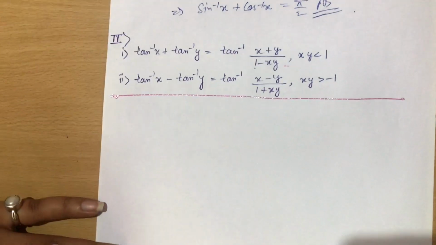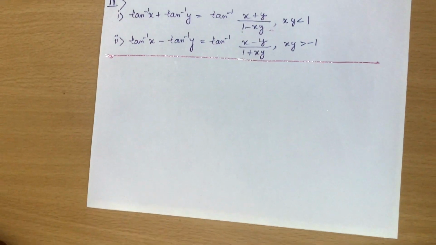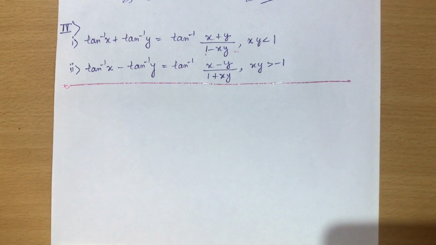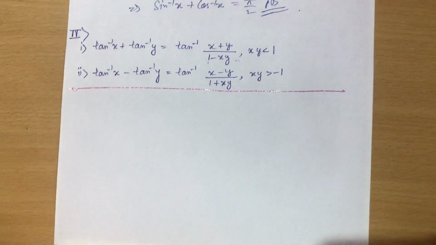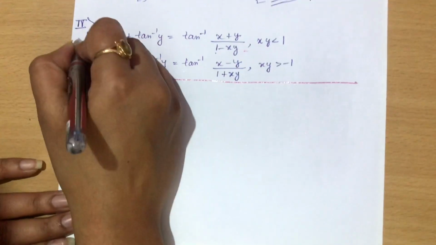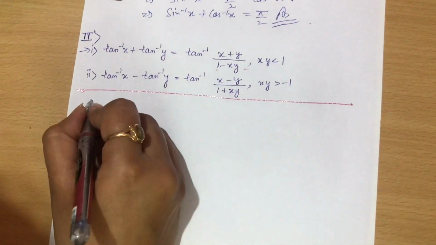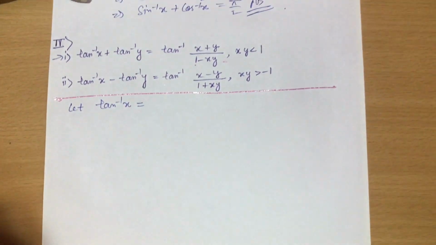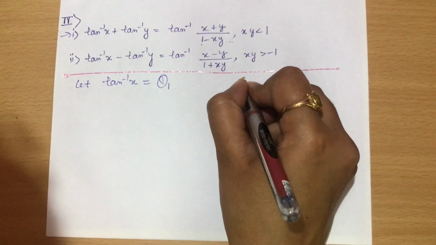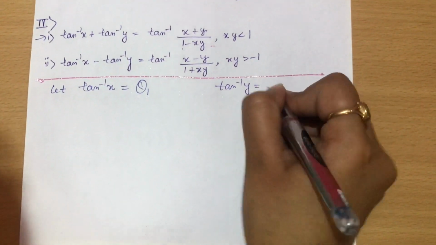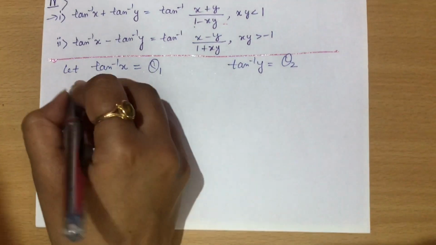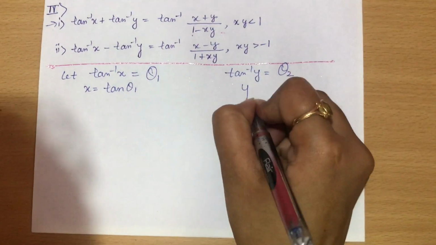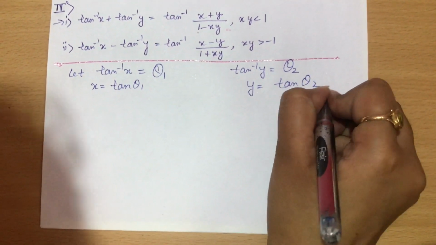So your next property is tan inverse of x plus tan inverse of y is equal to tan inverse of (x plus y) upon (1 minus x into y). Okay, so let's solve this. So let's solve your property number first. Take let tan inverse of x is equal to theta 1, and let tan inverse of y is equal to what? Theta 2, right? So what is your x? Your x becomes tan of theta 1, and your y becomes what? Tan of theta 2, right?